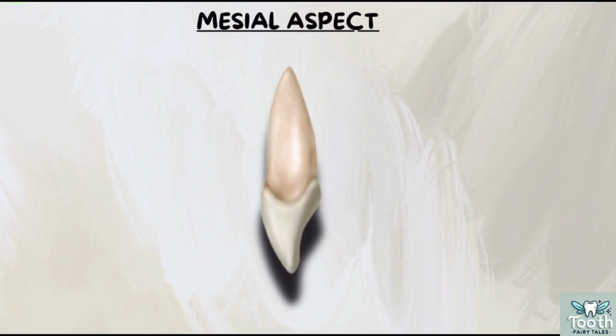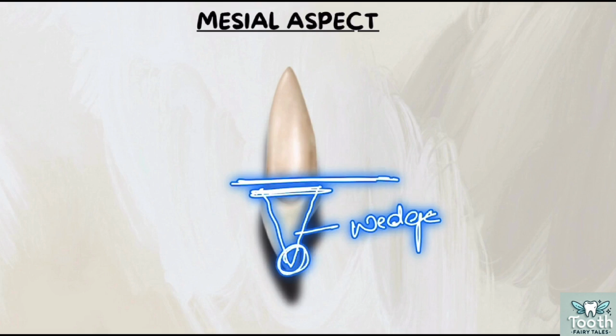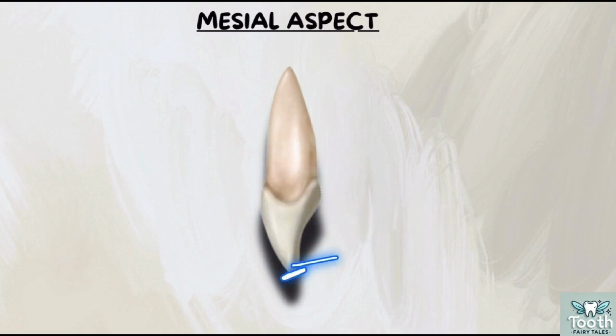When you look at the maxillary central incisor from its mesial aspect, you can see the crown of the central incisor is in the triangular shape or it is in the wedge shape. The base of the triangle is towards the cervix and the apex of the triangle is towards the incisal ridge. This is the incisal ridge. Apex of the triangle is towards the incisal ridge. This is the labial side of the teeth and this is the lingual side of the teeth.